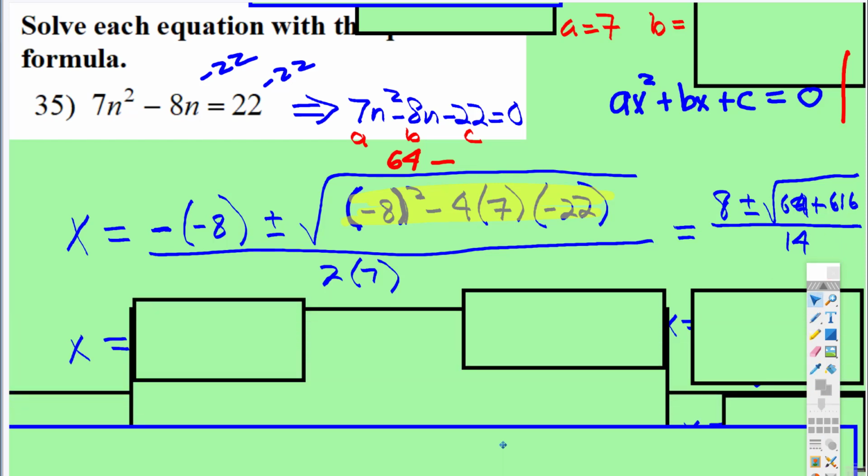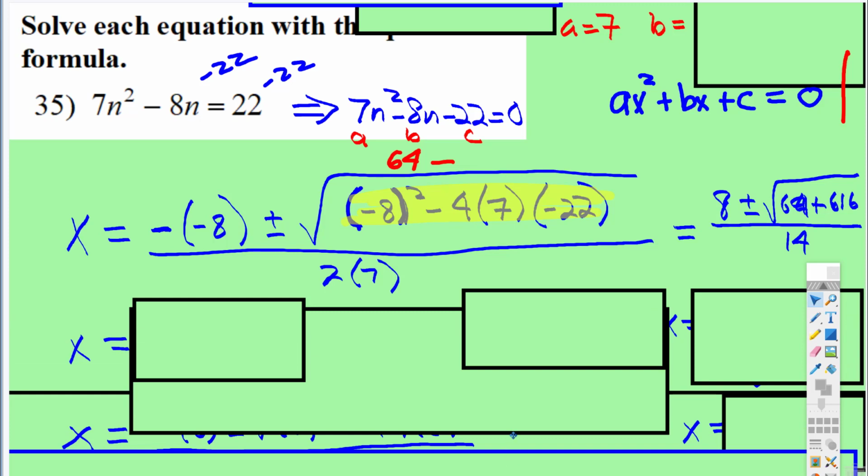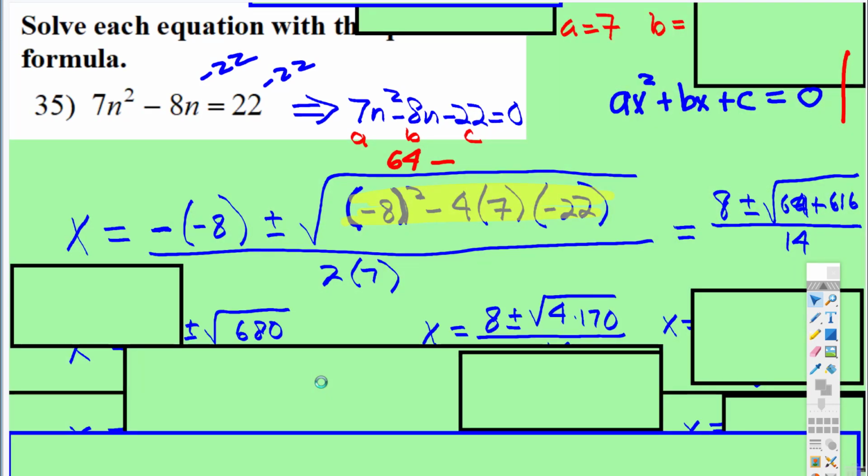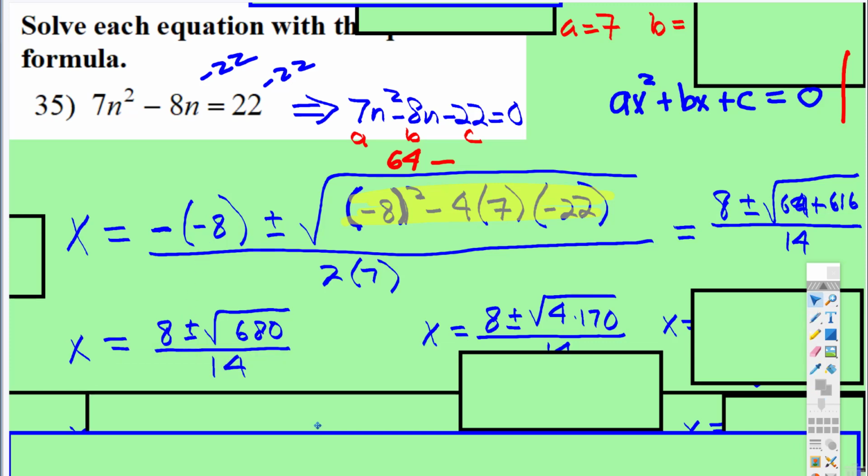And I'm pretty sure I did that down here. Okay, so 64 plus 616 is 680. So we have the opposite of -8 is 8, plus or minus the square root of 680 all over 14.